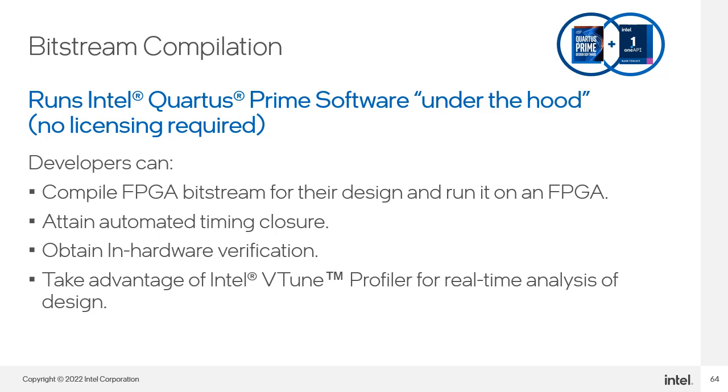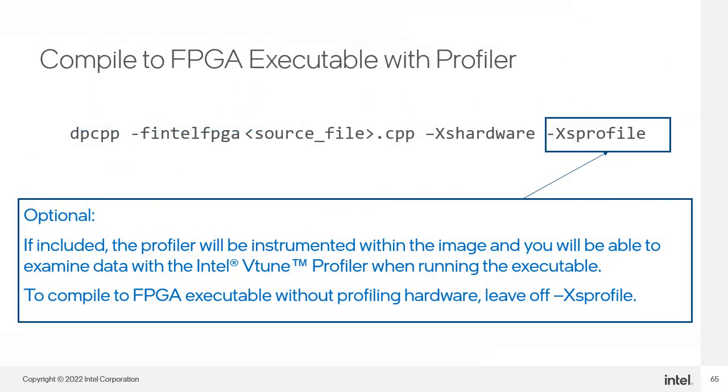You can use the VTune profiler, which will provide some additional reports that you can use for performance analysis and fine-tuning if need be. The command for performing full compilation is showing on your screen. You can take out the -Xsprofile if you just want to compile to an FPGA executable without profiling the hardware. When you include the -Xsprofile in the compilation command, the profiler will be instrumented within the image and you will be able to examine data with the Intel VTune profiler when running the executable. Be aware that this will potentially slow down the compilation time further, and it also takes up part of the hardware and reduces the frequency.